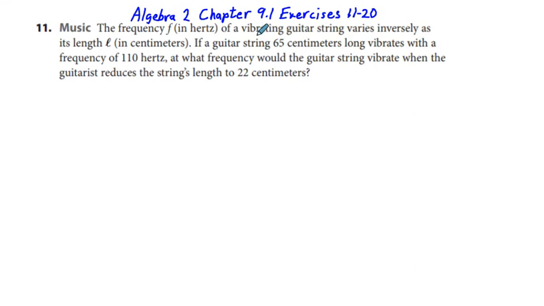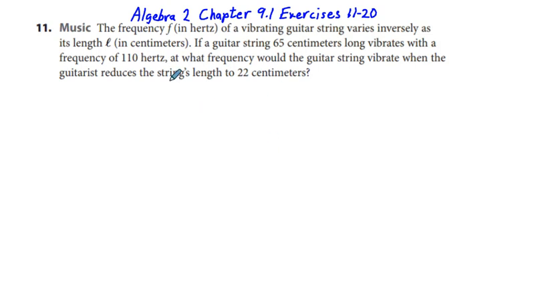Algebra 2, Chapter 9.1, Exercises 11 through 20. These exercises continue our exploration of inverse variation. And in this case, we're going to compare direct variation to inverse variation in these exercises.